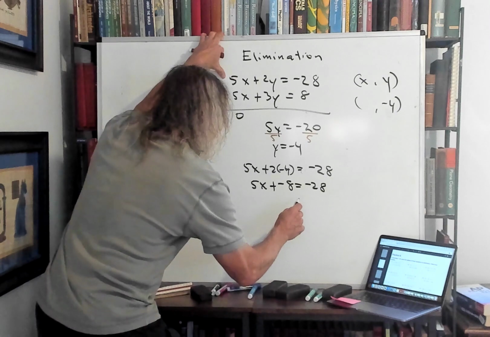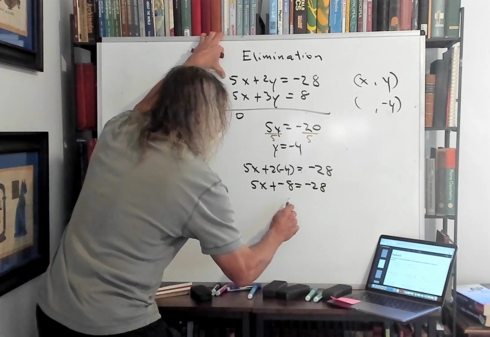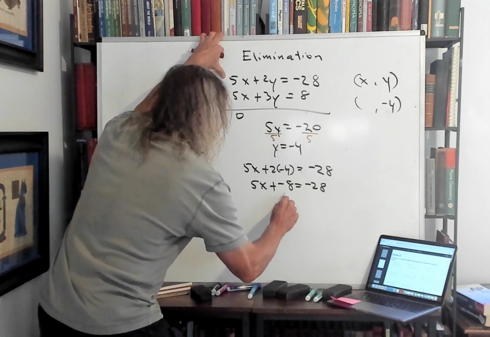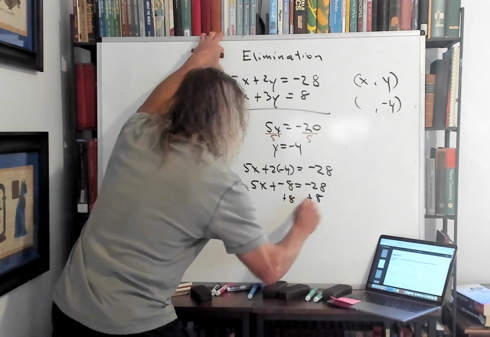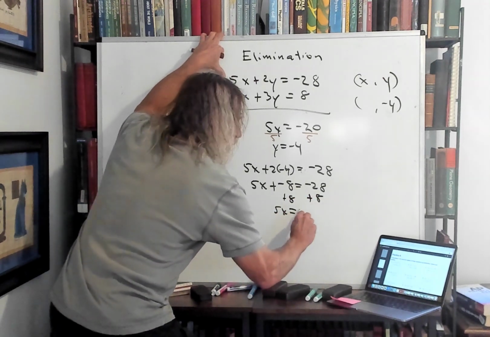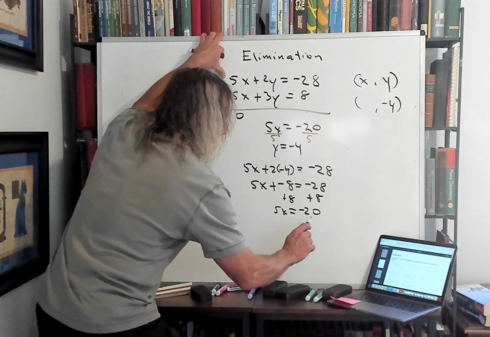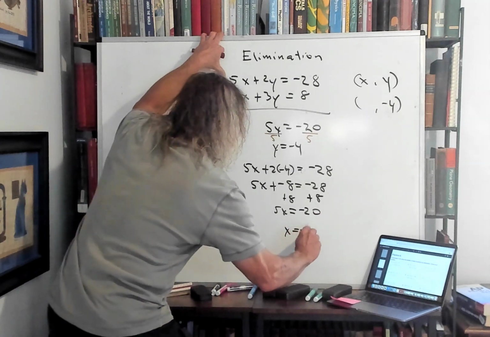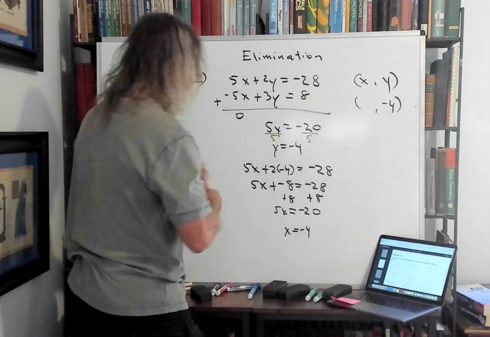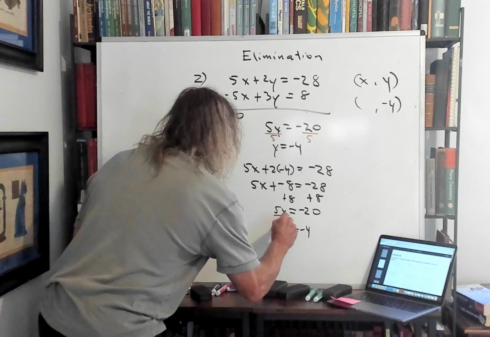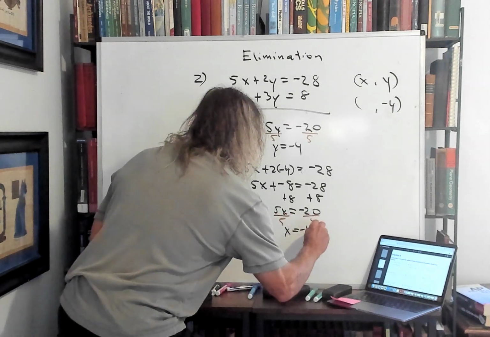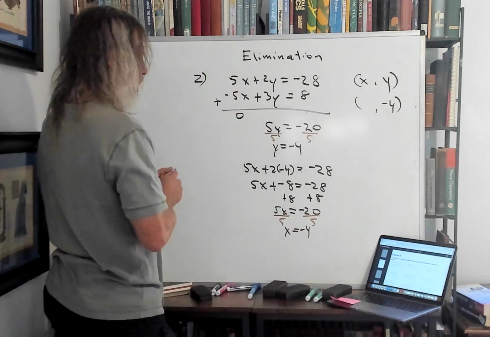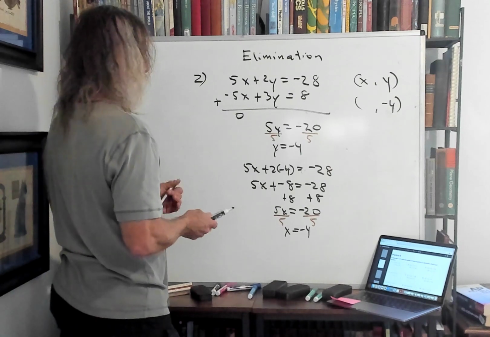Add 8 to both sides. We get 5x is negative 20. Divide by 5. x is negative 4. So our answer is negative 4, negative 4.